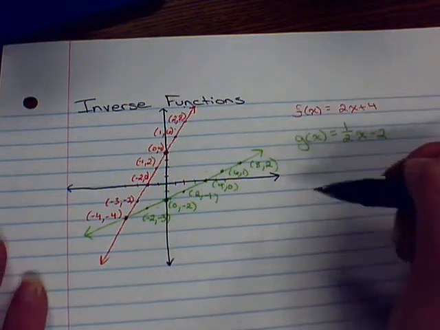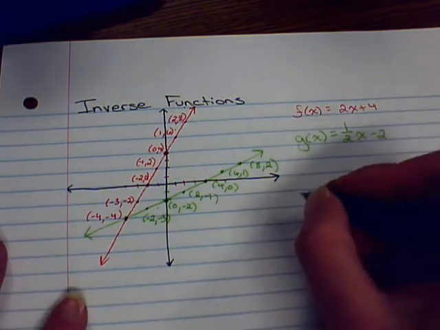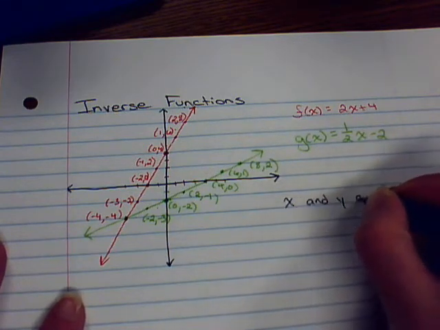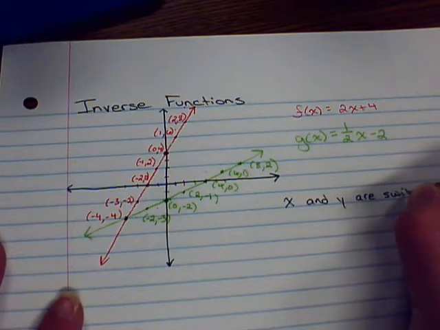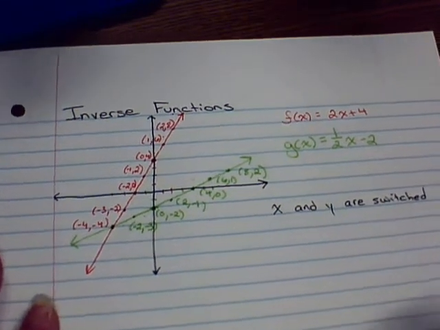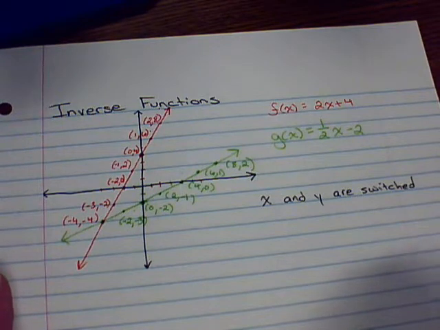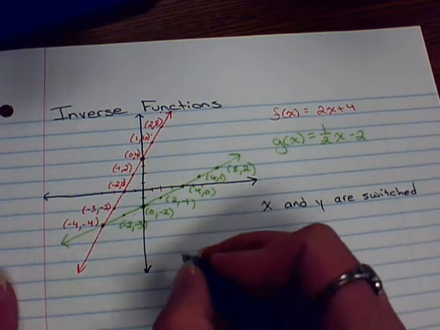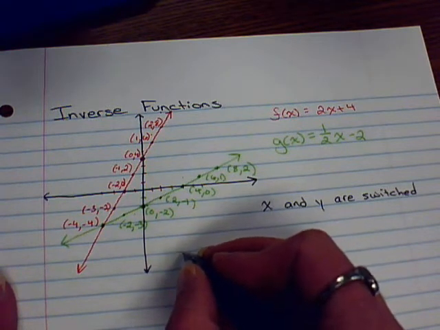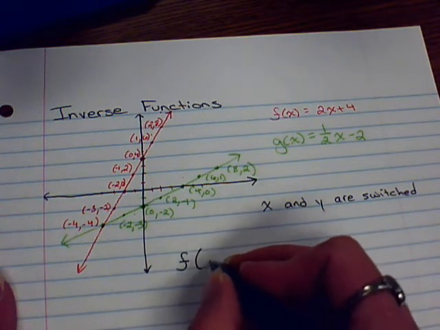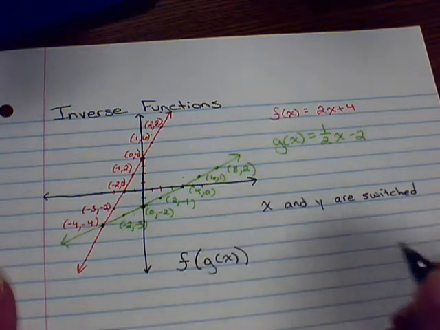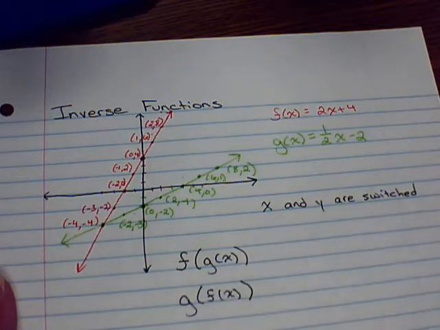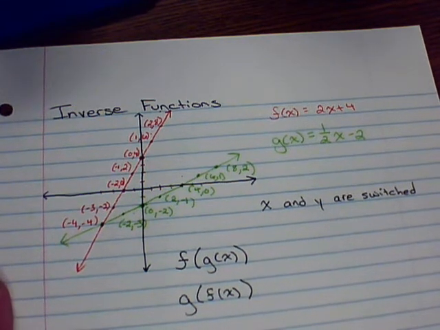These functions are considered inverse functions. And that's exactly what happens. The x and y are switched. In other words, the domain and range are switched. Another very interesting thing that happens when you do a composite function here. So what I want to look at is what happens if I take f of g of x, and then what also happens when I take g of f of x. So let's do composite functions of these.